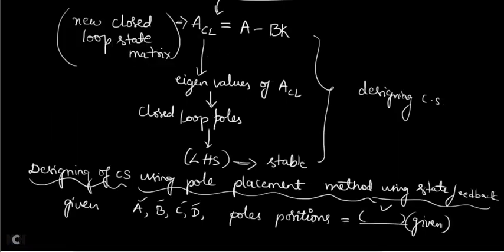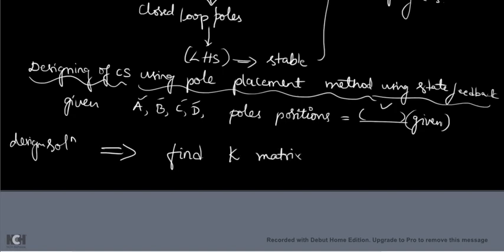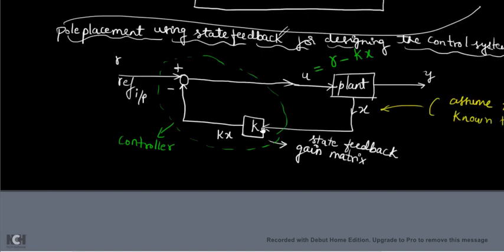Now what you need to do? By using these pole positions and A, you have to calculate the K value. Designing means finally you should calculate the solution. So the solution of design of a control system is nothing but finding the K matrix. K matrix is nothing but the gain matrix. After finding this K matrix for these given pole positions, you have to substitute that K matrix in the block diagram. Then this block diagram will work like a stable control system.